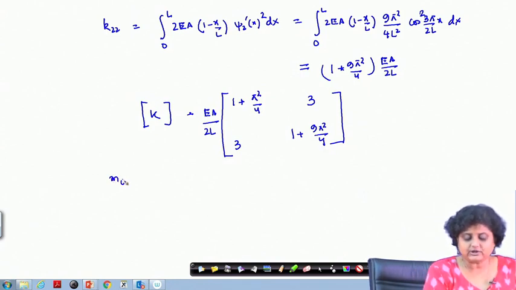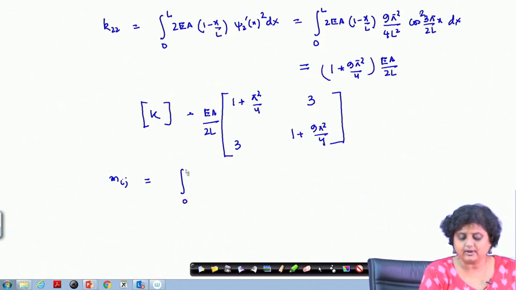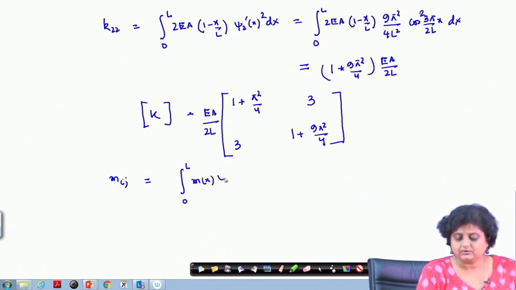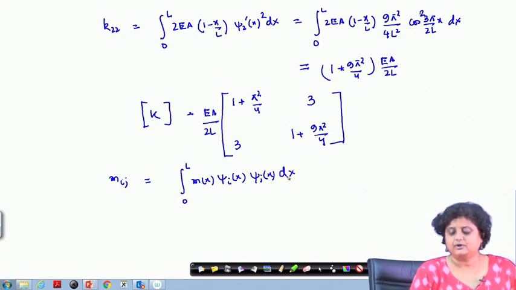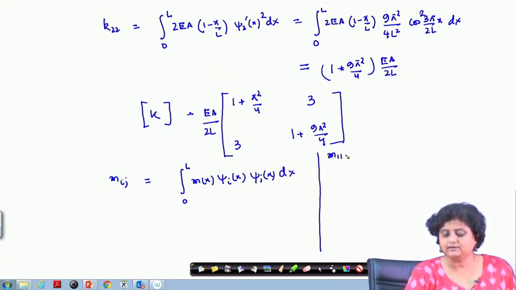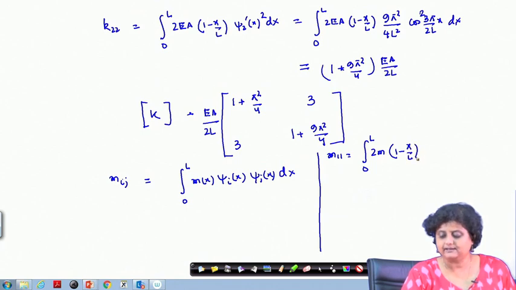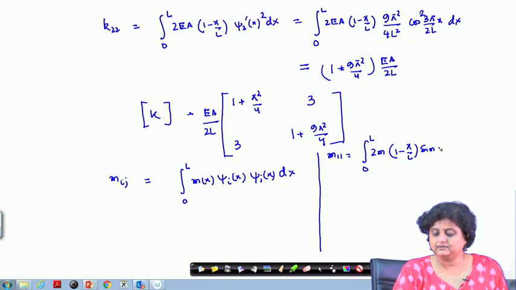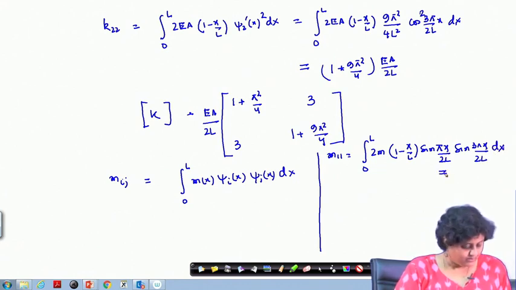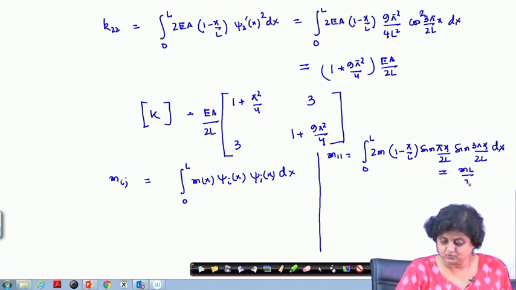So, what is my Mij? The Mij term is the integral from 0 to L of m x psi i x psi j x into dx. Therefore, M11 is the integral from 0 to L of 2m times (1 minus x by L) into sine square pi x by 2L dx, which is going to be mL by 2 into 1 minus 4 by pi square.